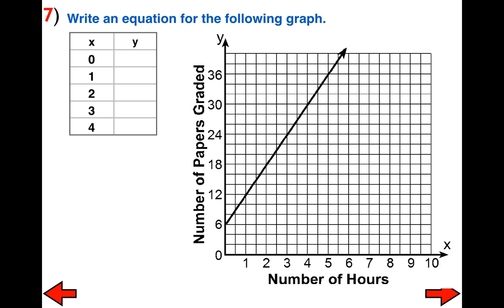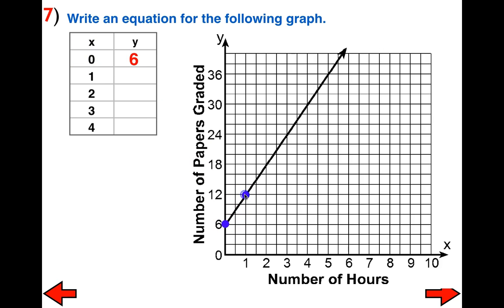Now, for number 7, it says write an equation for the following graph. So first things first, you're going to want to find some perfect intersections to determine easy ordered pairs. Going down this line, our graph, I'm going to find a point here. Sorry, first one's actually here. So I'm going to go ahead and put 0, 6.